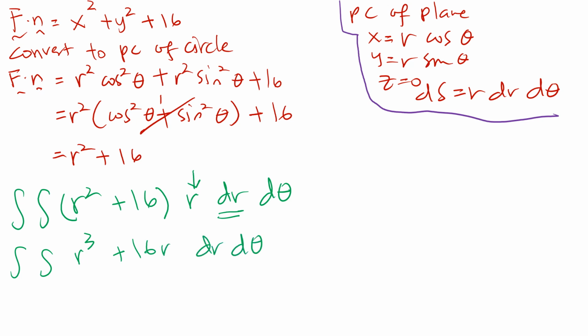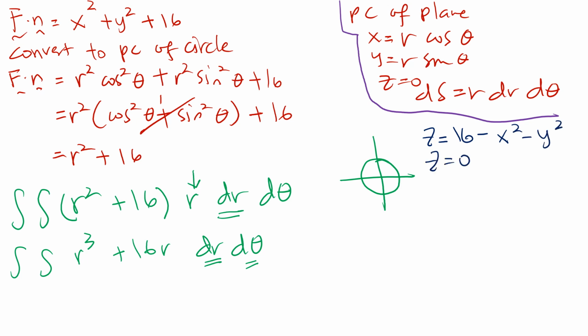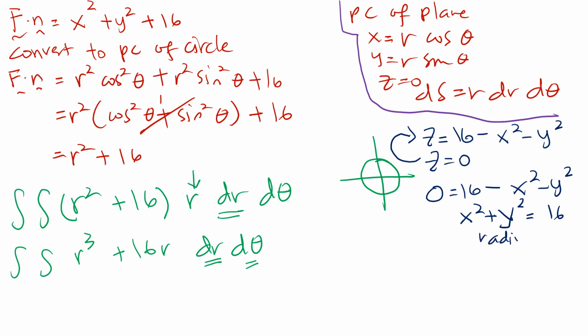Okay, so the limit with respect to r and also theta. For the limit of the circle just now, we have x squared plus y squared. How do we determine the limit of the radius? We have the equation z equals 16 minus x squared minus y squared, and also z equals 0, where this is located at z equals 0. Substitute these into the first equation, so you have 0 equals 16 minus x squared minus y squared, so you have x squared plus y squared equals 16. Am I right? Therefore the radius is 4.